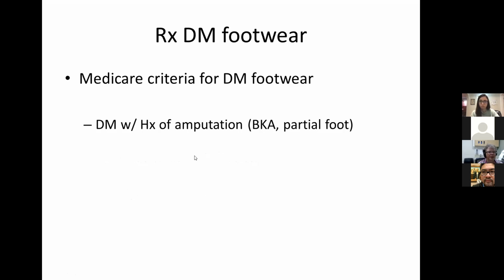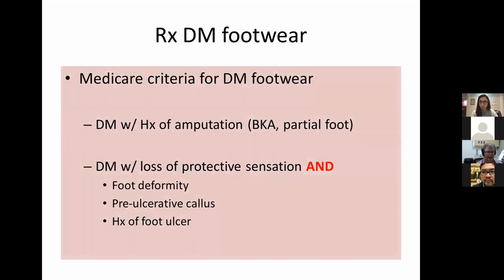The big conundrum is diabetic footwear. I can't speak 100% to what the VA coverage is doing. I know in the past they have followed Medicare guidelines. I don't know where they're currently at. Medicare criteria for diabetic footwear is that if the patient has a history of an amputation, either partial or whole foot, they would be approved to have shoes for life, and it's 1 pair per 12 months.